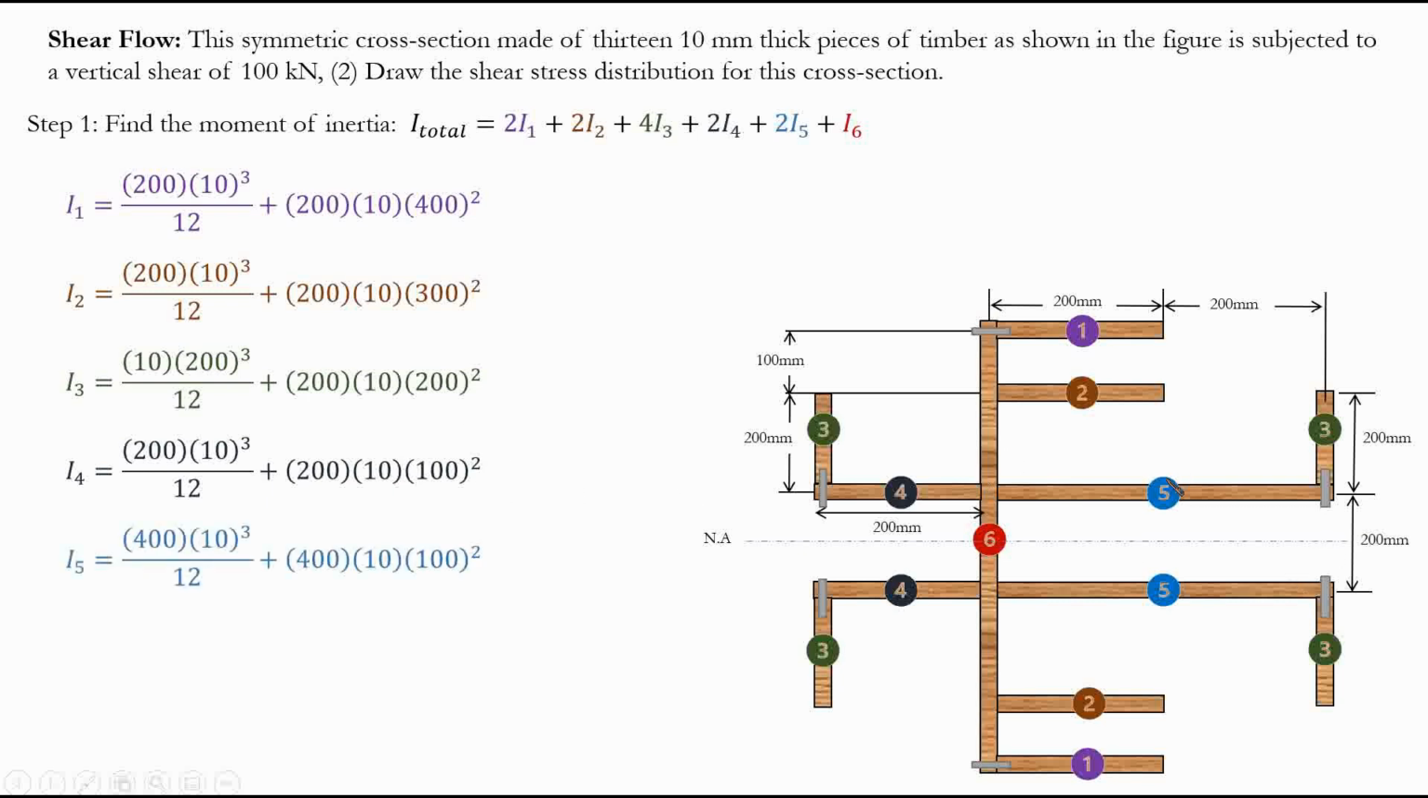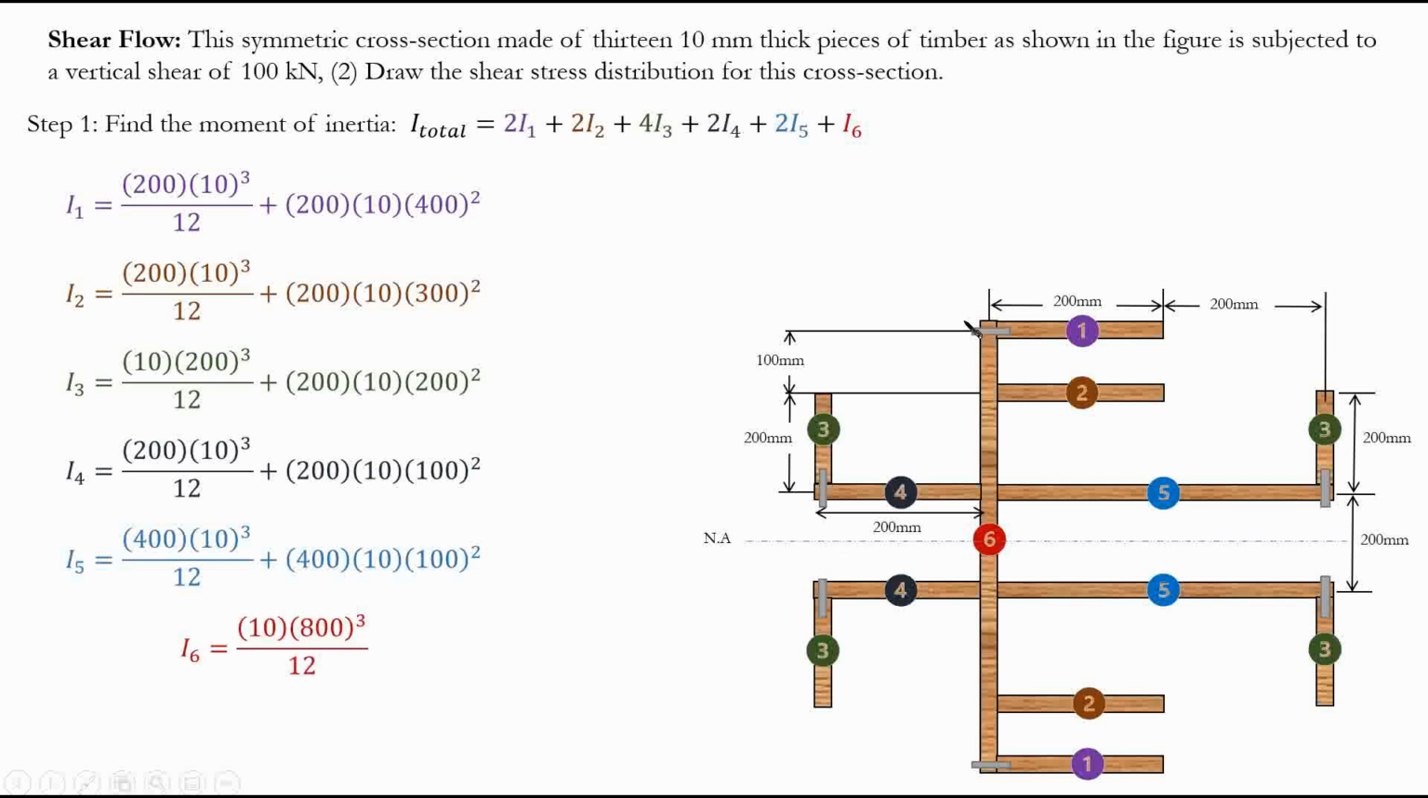For 5, very, very similar process. The only difference is basically the area and the moment of inertia of this segment locally. Locally, we have 400 multiplied by 10 to the power of 3 divided by 12, which is what we have, plus the parallel axis theorem, the area, which is 400 times 10 with the thickness, multiplied by 100 squared, again, the distance from the global neutral axis.